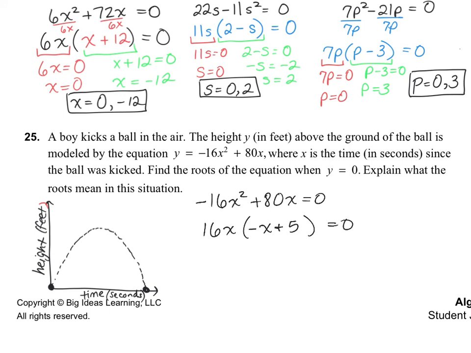So now let's take each part. So we have 16x is equal to 0. So we solve for that, we get x equals 0. And now on the other one, we have negative x plus 5 is equal to 0. So negative x is equal to negative 5. So that means x is equal to positive 5. So that means this point here is 0, 0, and this point here will be 5, 0. So my roots are 0 and 5.